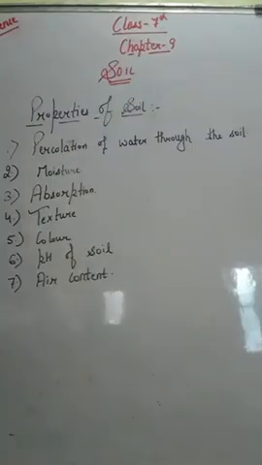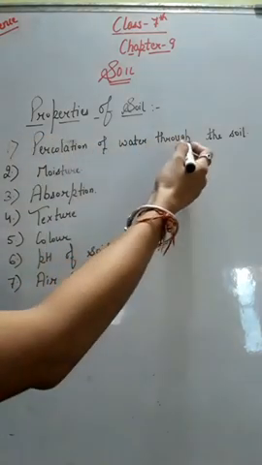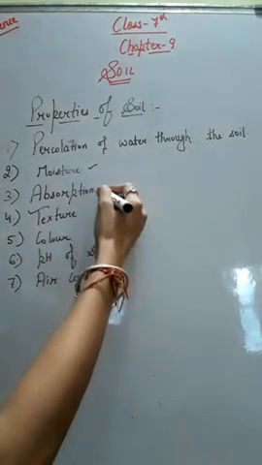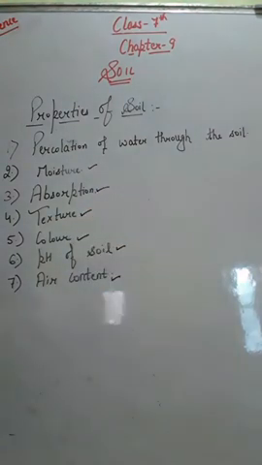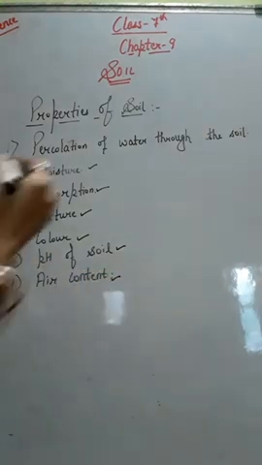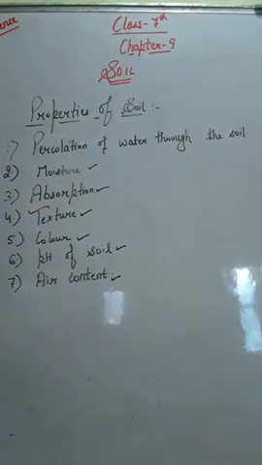The next topic of this chapter is properties of soil. Soil has different types of properties. First is percolation of water through the soil. Second is moisture. Third, absorption. Fourth, texture, color, pH of soil and air content. So let's start with the first property, that is percolation of water through the soil.